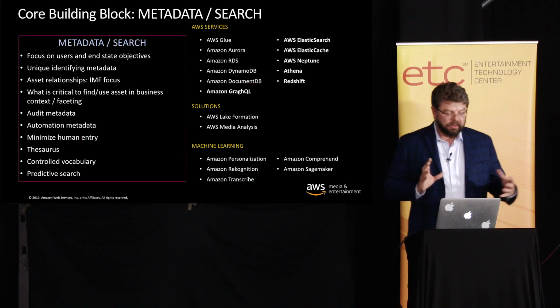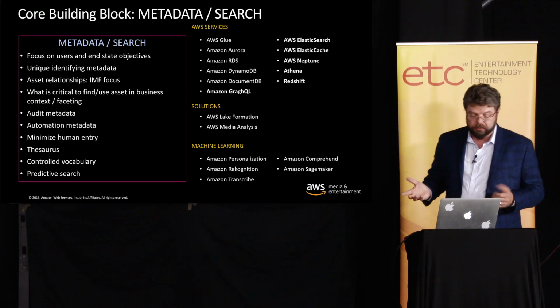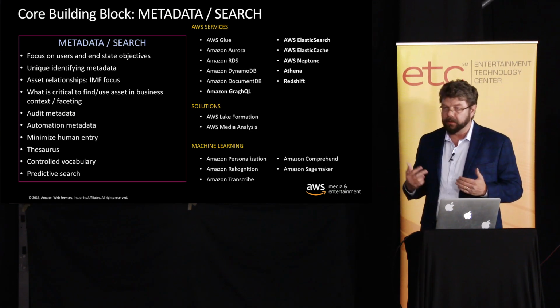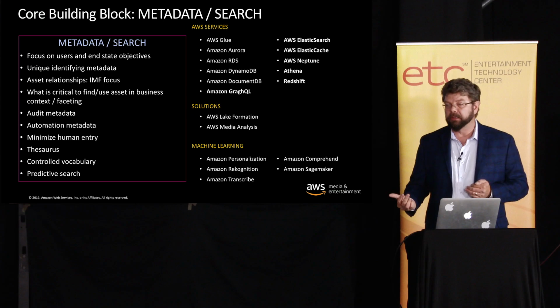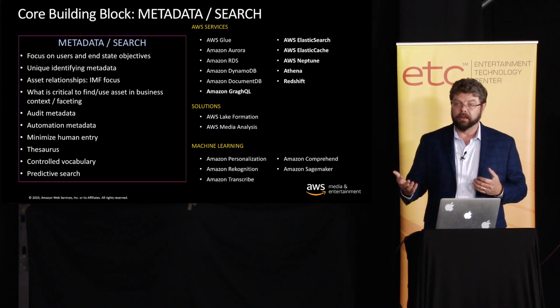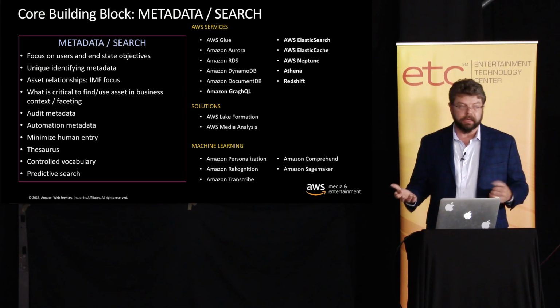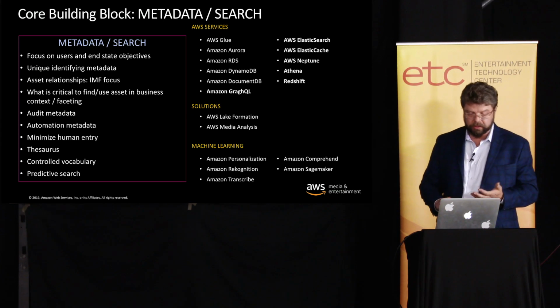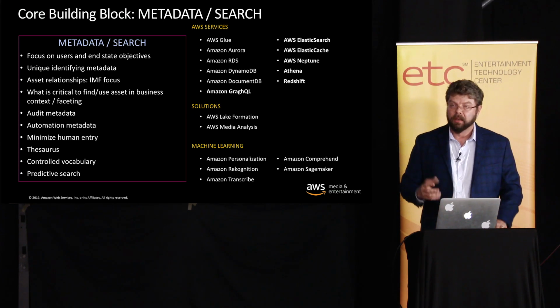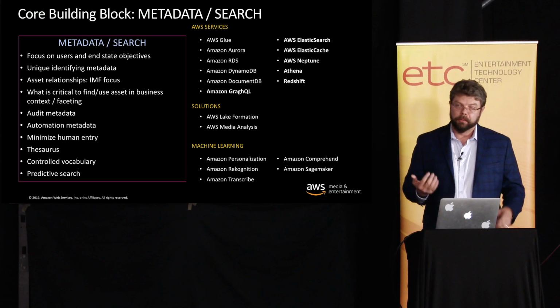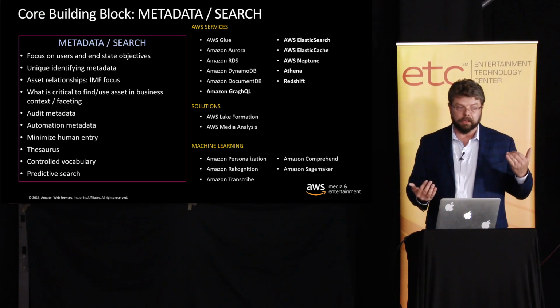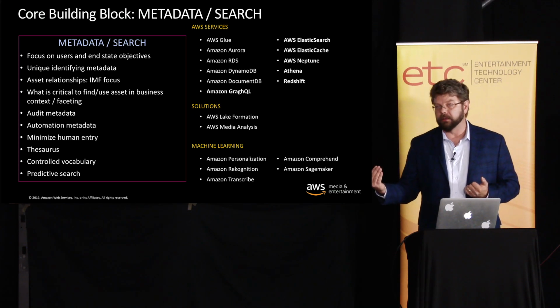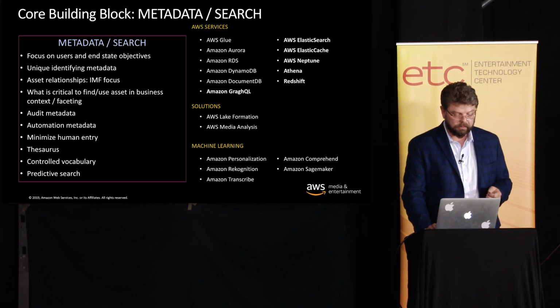So the next core building block is metadata. You want to analyze your metadata and think about the end state goals, and think about them in the context of, well, what is the metadata packaging that supports IMF? So, how do I build my CPL, my OPL, my packaging list, and make sure all of that is there? Make sure there is a relationship between a universal identifier and the file name so that you can make that asset list.